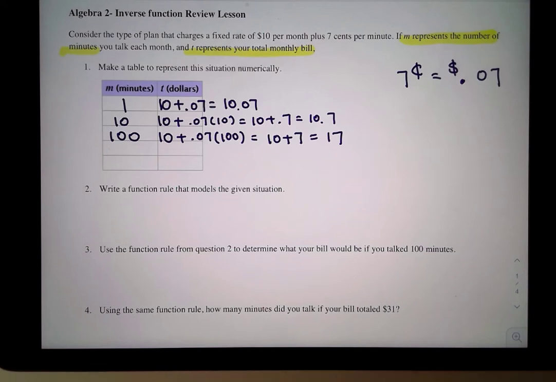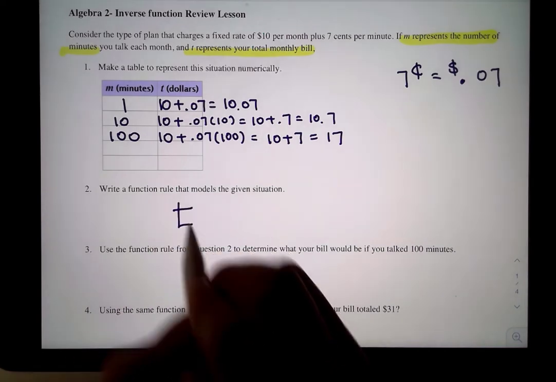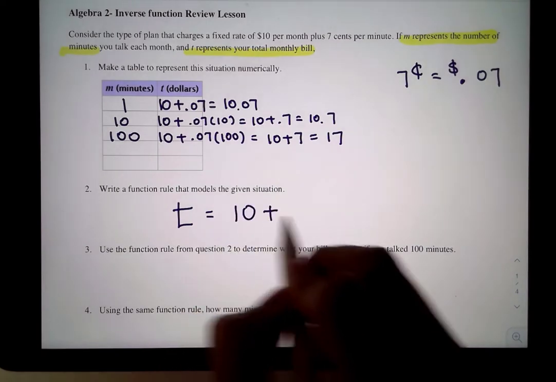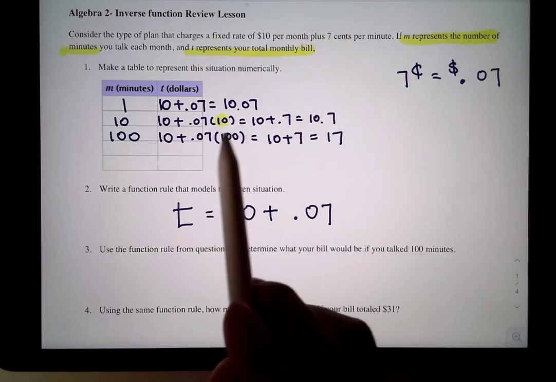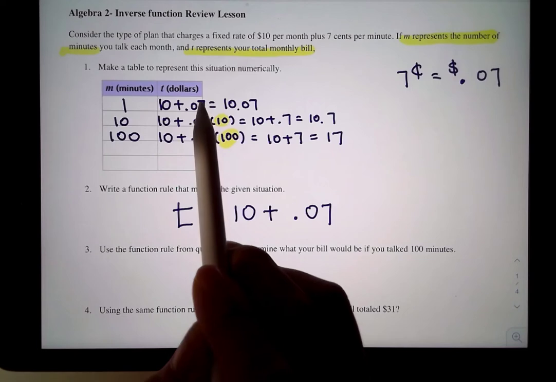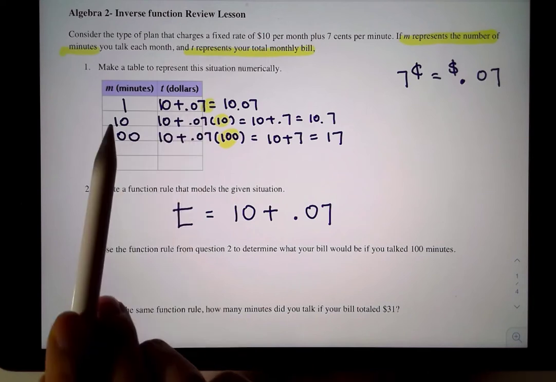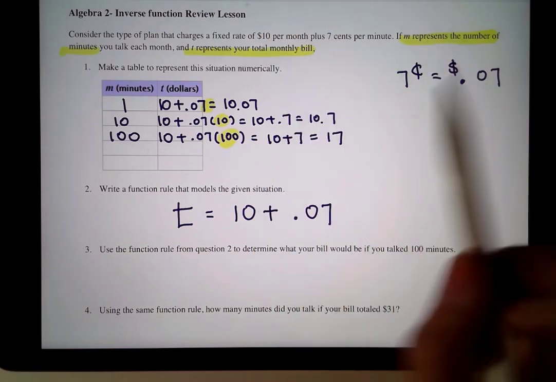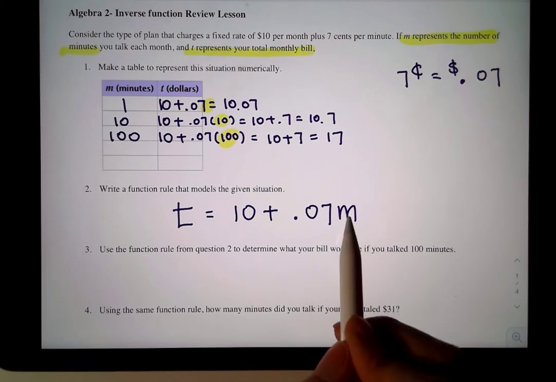So write a function rule that models the given situation. Your total bill for the month is equal to 10 plus 0.07 times m. Do you see this one? I just changed those values, right? Depends on your minutes. This part I didn't write, but that's 1 minute, then you put 1. 10 minutes, you put 10. 100 minutes, then you put 100. So it depends on how many minutes you put the number here.